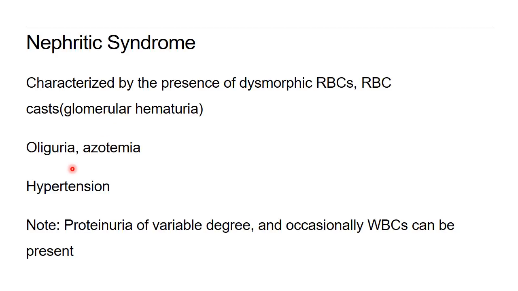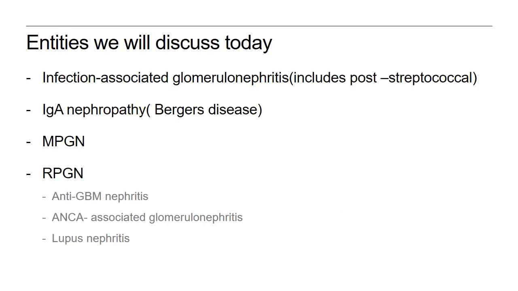The patient can have oliguria and azotemia. They have characteristically very hard to treat hypertension. Proteinuria can be present to a variable degree, and occasionally you can see WBCs also. But these are not the defining factors here. The defining factor is an inflammatory process.